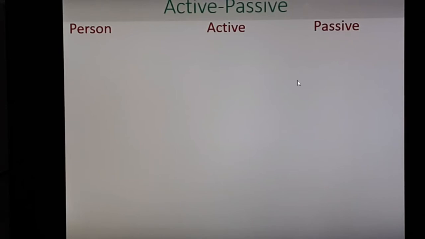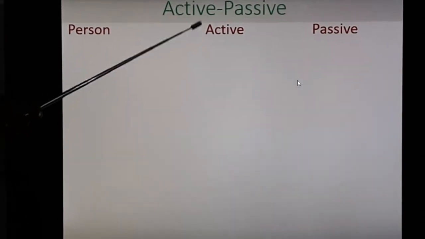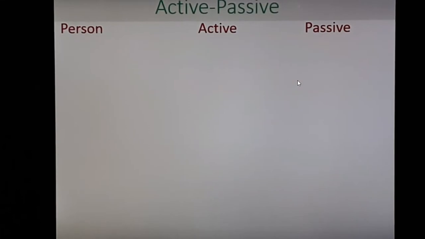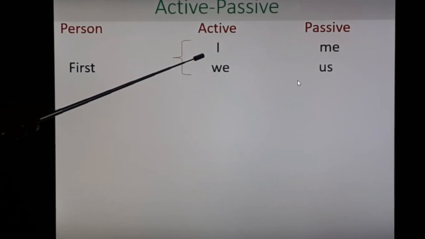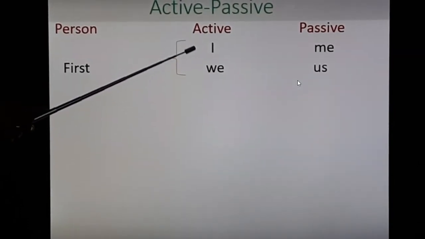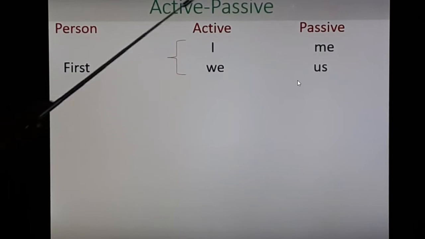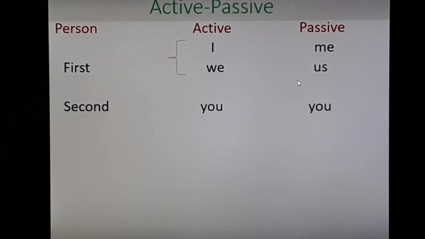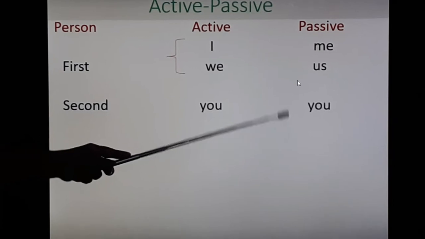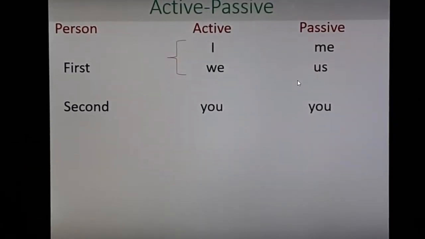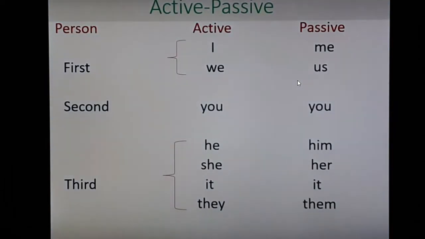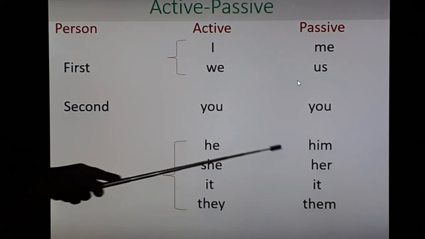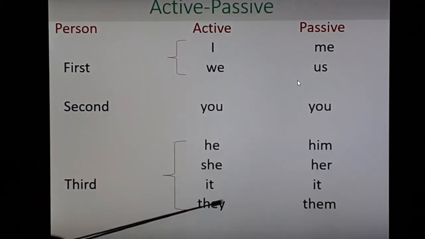Some changes in pronouns are required while turning active voice to passive and passive voice to active. First, if I is given in active voice, then I turns to me in passive voice. We to us. You will be same in passive: you. He to him. She to her. It, they and them.